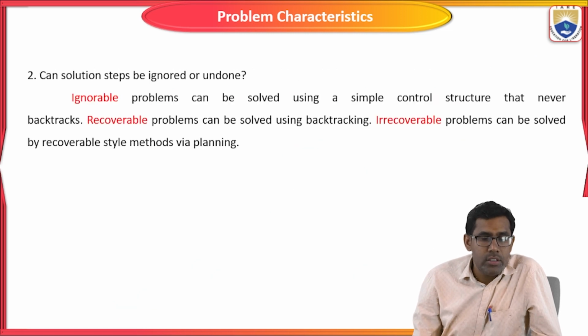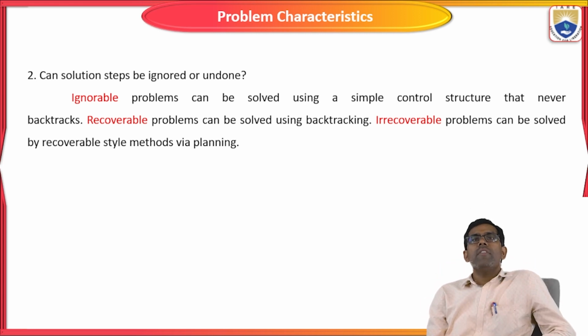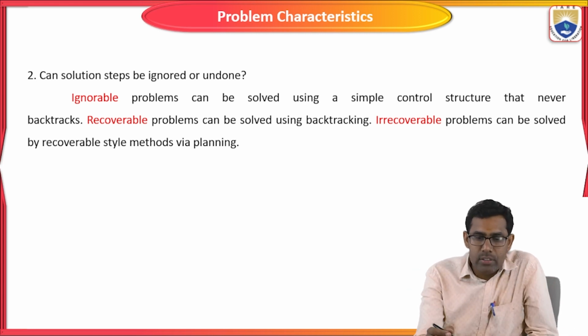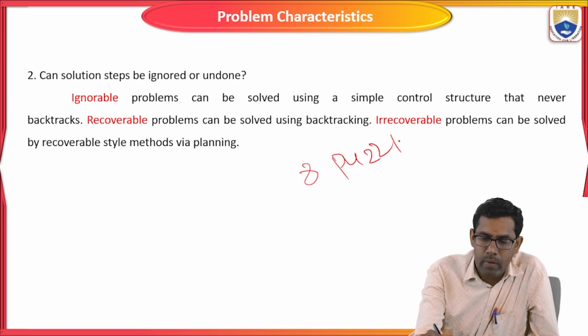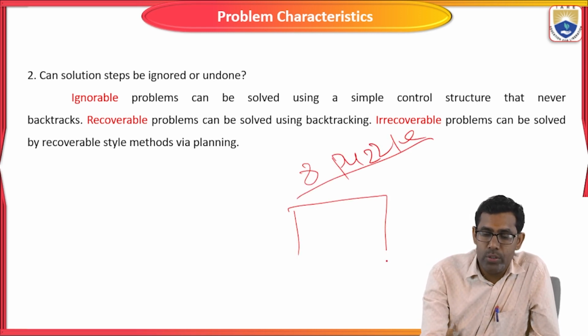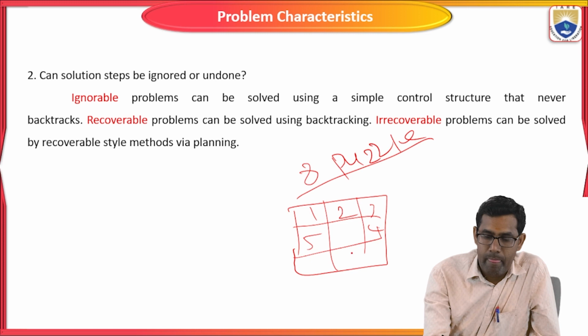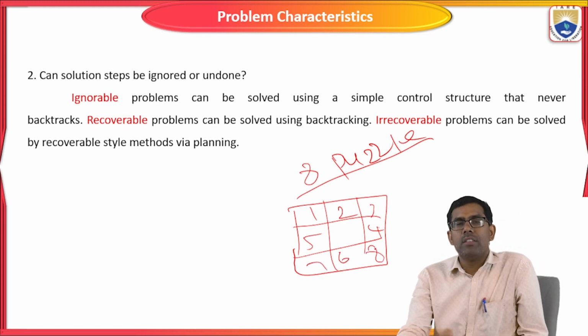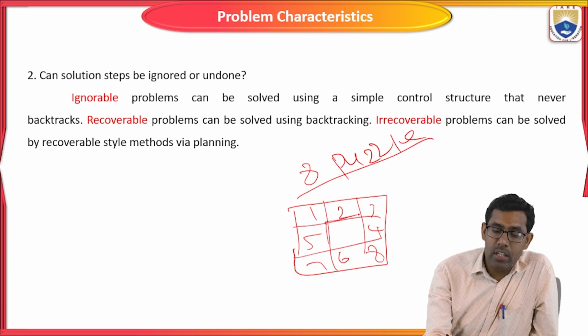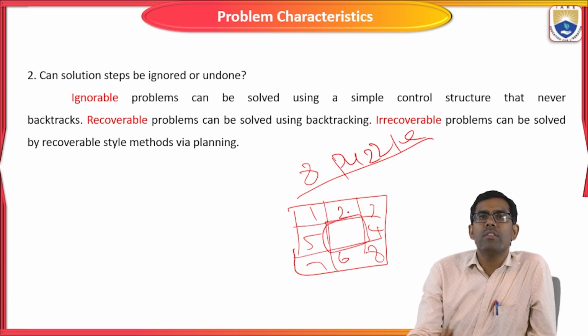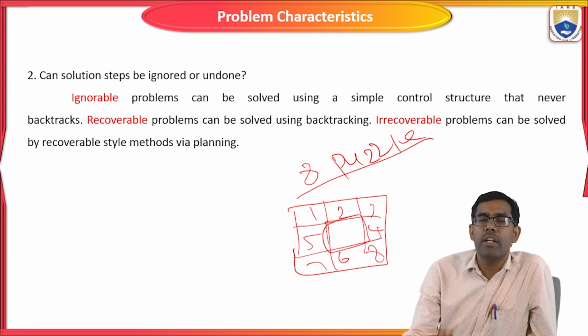It's clear, right? Now, the second one is: can solution steps be ignored or undone? Already we said, for example, the 8 puzzle problem. I'm using this starting 8 puzzle problem, and I'm going to follow certain rules or certain steps. What are the steps to solve this 8 puzzle problem? You have to move up or down, or move right or left.